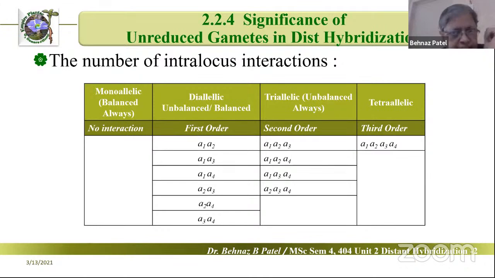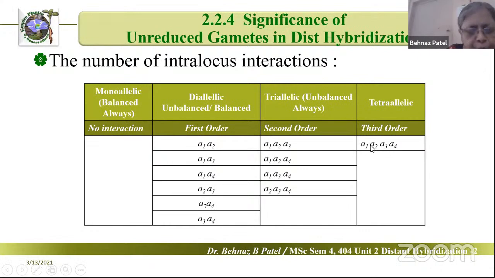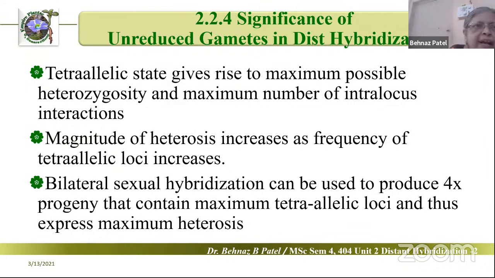Now, considering the significance of unreduced gametes. We know that the tetrallelic stage, which we saw giving rise to tetrallelic conditions, where you have A1, A2, A3, A4 coming up, would produce maximum heterozygosity, and probably it would result in maximum heterosis, as a consequence of which you would get hybrid vigor. Since heterosis would increase, these plants are likely to be more vigorous. We also saw that it would produce tetraploids very easily. It would be easier to produce tetraploids this way rather than by employing colchicine or other means of inducing tetraploidy, in which we are not going to get 100% success.